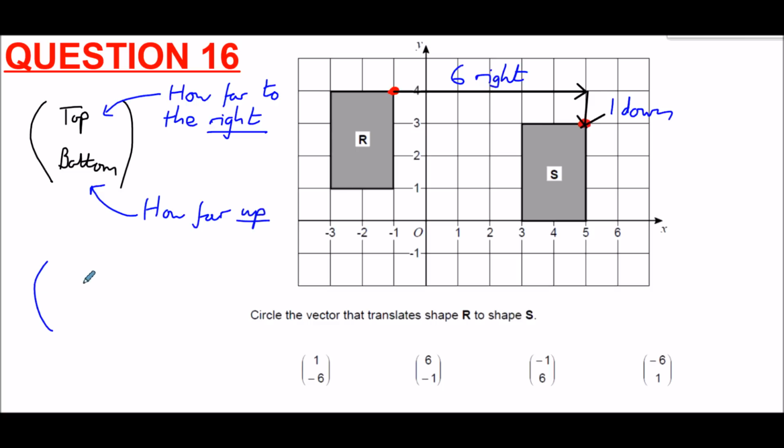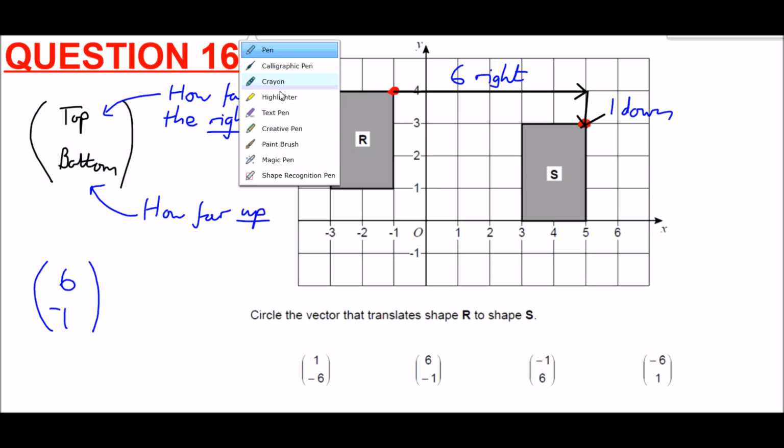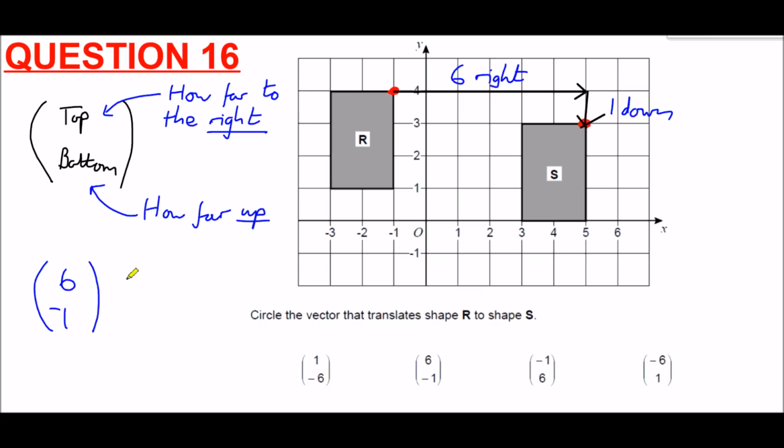So using the format of vectors that I've mentioned before, the top number means how far it's moved to the right. It's moved 6 to the right. The bottom number, how far it's moved up. Well, it's moved 1 down. So opposite of moving up is moving down. So because it's gone 1 down, it wouldn't be 1, but it would be -1. And so the answer for our column vector that describes the translation is 6 and -1. So we need to find that on our possible list of answers to circle, and it is here, 6 minus 1.